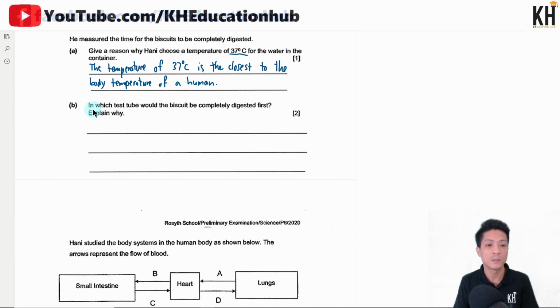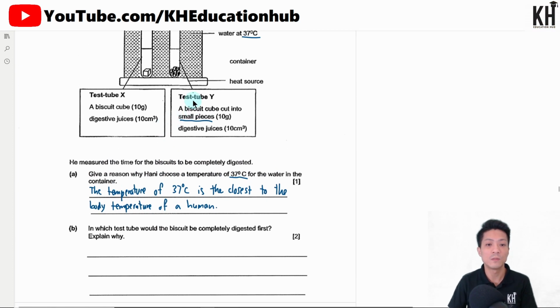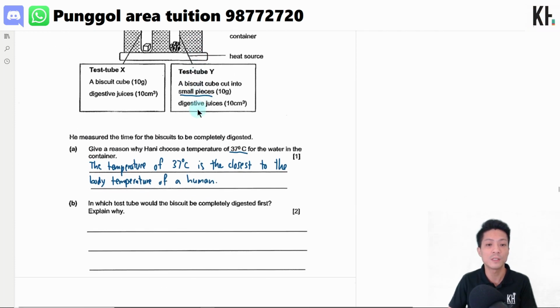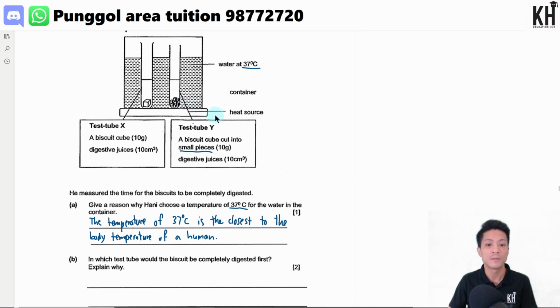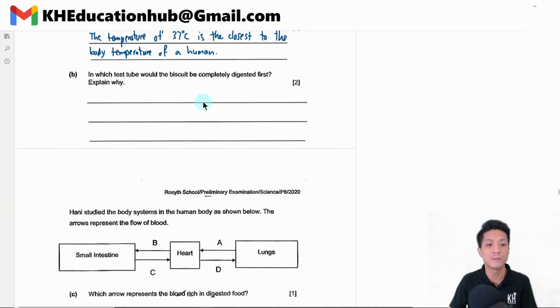In part B, in which test tube should the biscuit be completely digested first? Explain why. Okay, that would be test tube Y, because the biscuit cubes are cut into smaller pieces, so this will increase the exposed surface area of the biscuit to the digestive juice.